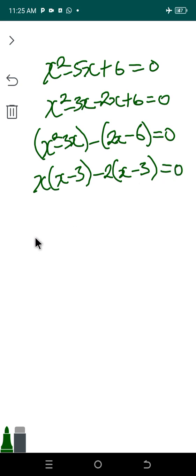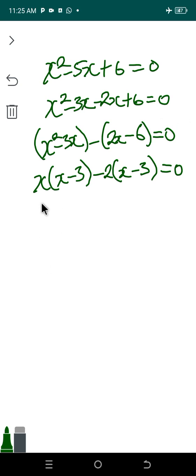At this point in time, you see that nothing has been changed from this expression. If you expand all of these things, you are still going to have what is here. Let's see it out. X times x will give you x square, x times minus 3 will give you minus 3x, minus 2 times x will give you minus 2x, and minus 2 times minus 3 will give you plus 6, which is still equal to 0.